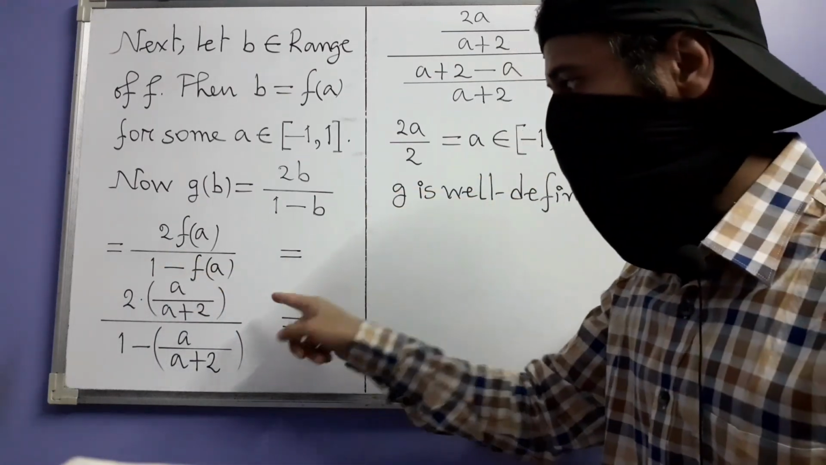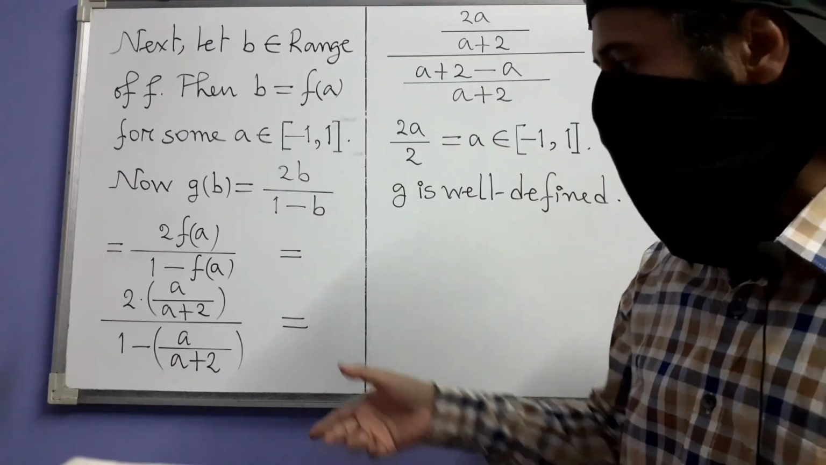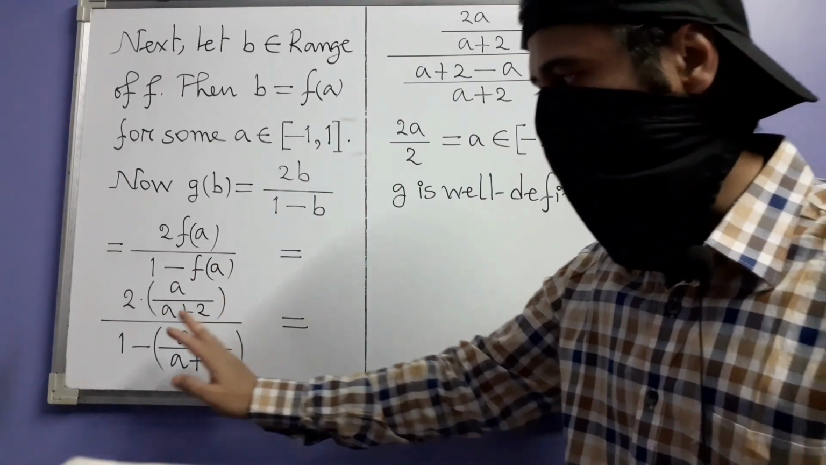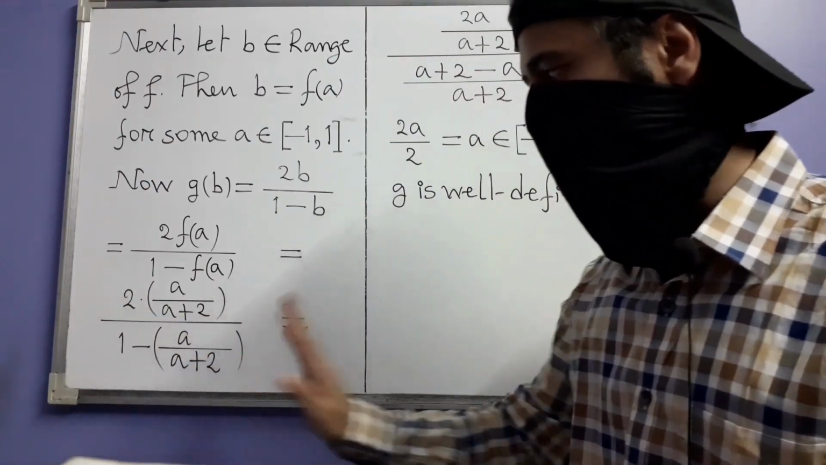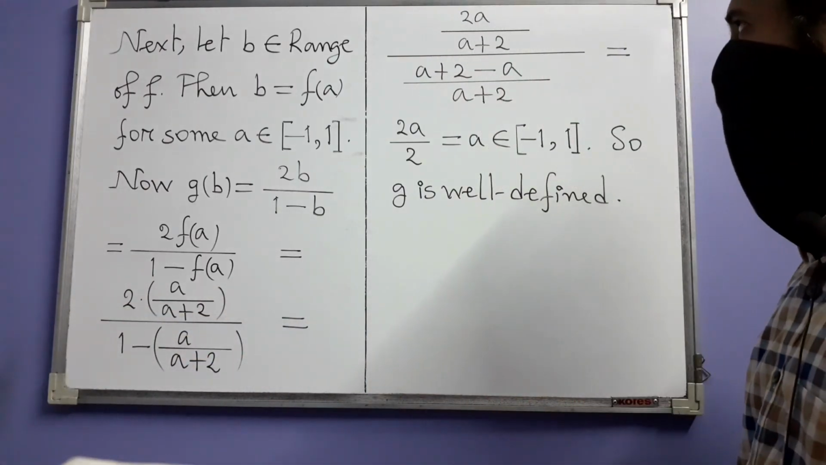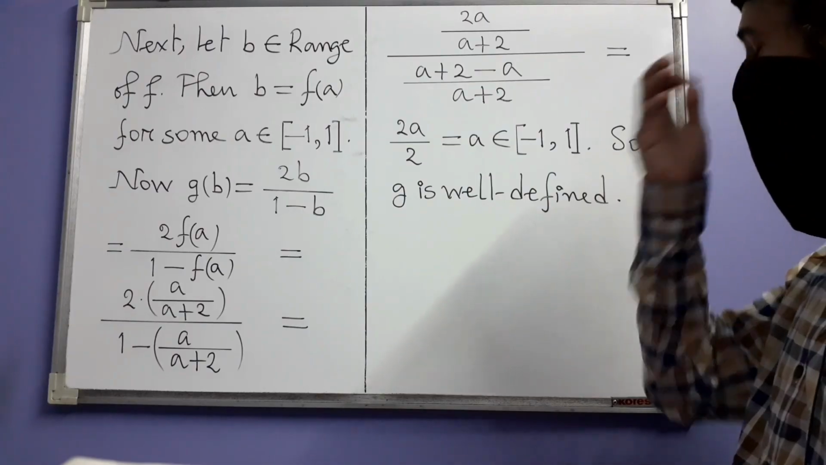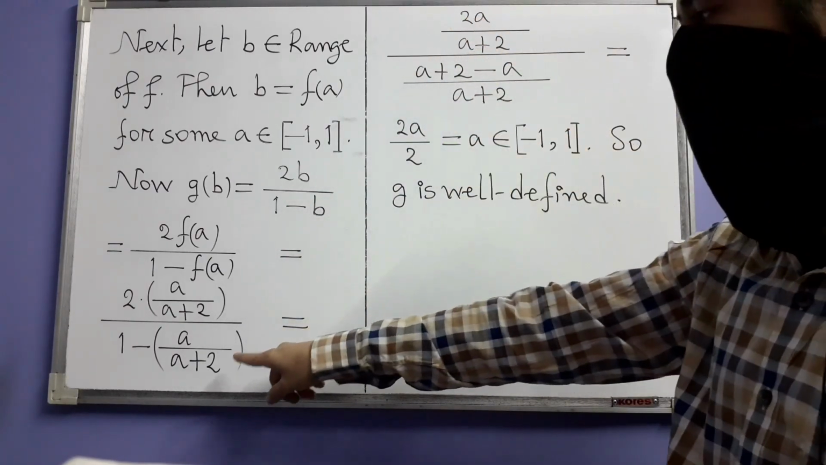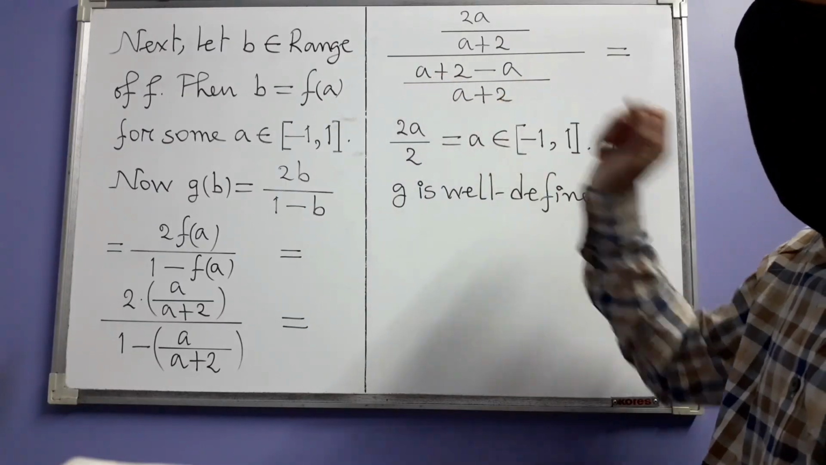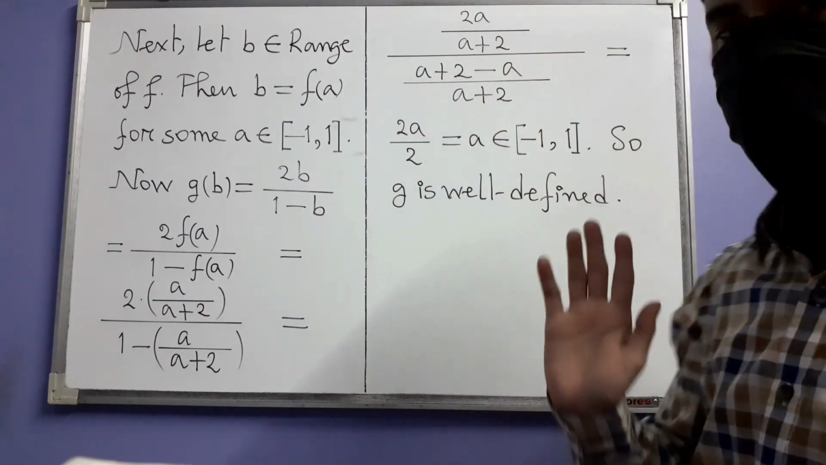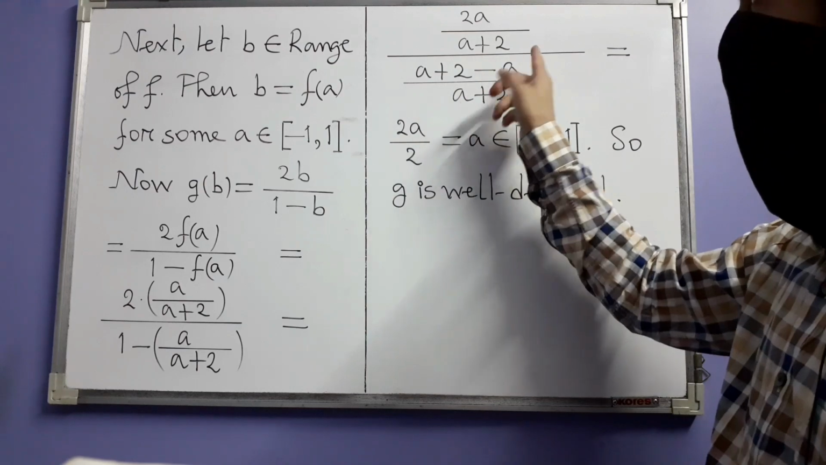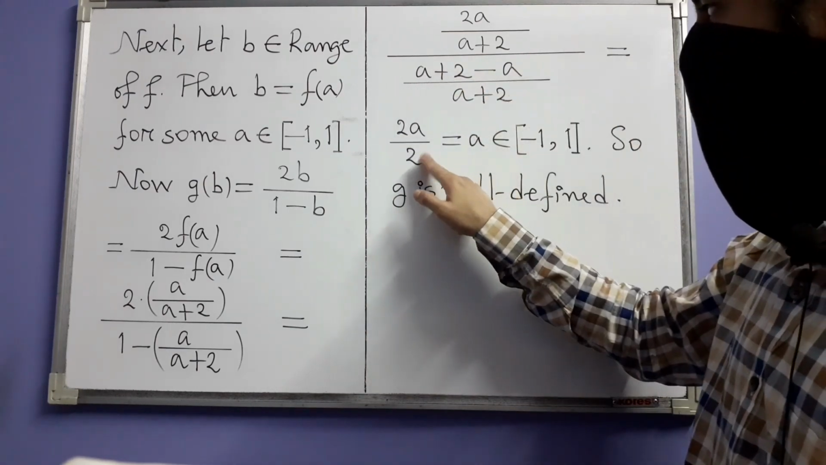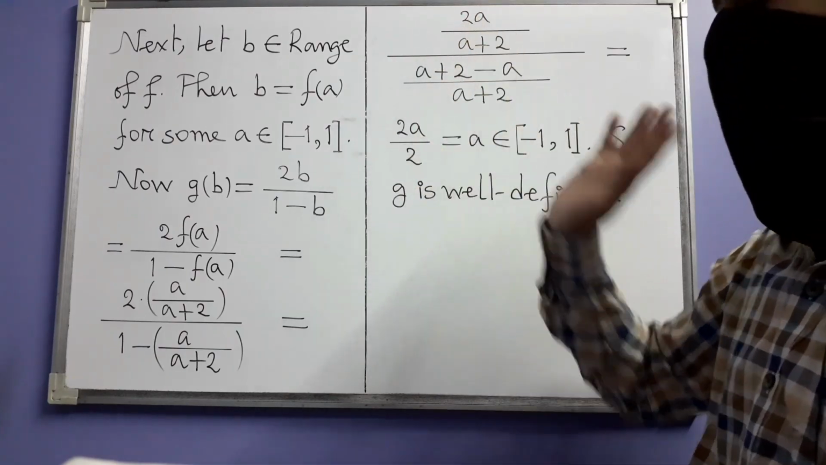Now f of a itself is a divided by a plus 2. So the expression becomes 2 times a divided by a plus 2, divided by 1 minus a divided by a plus 2. Now the numerator becomes 2a divided by a plus 2 and the denominator becomes a plus 2 minus a divided by a plus 2. Now you can cancel these two a plus 2's, and with that this a and minus a also cancel out, leaving you with 2 in the denominator, and the numerator becomes 2a.